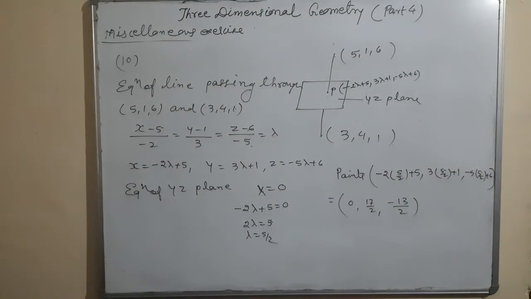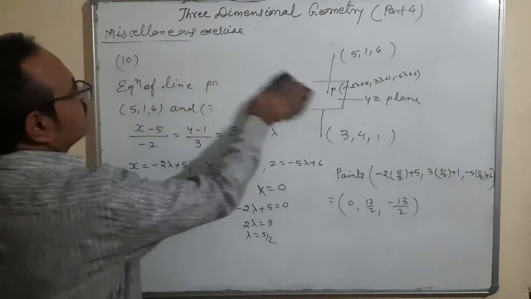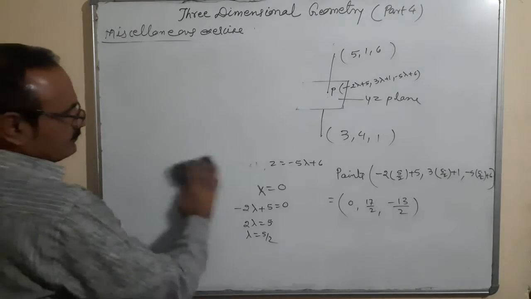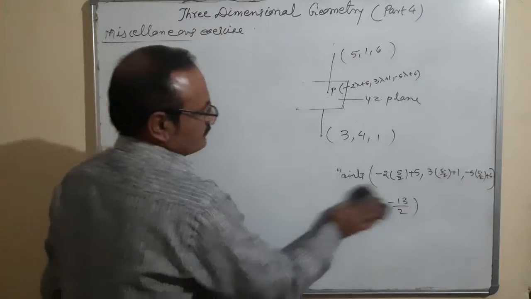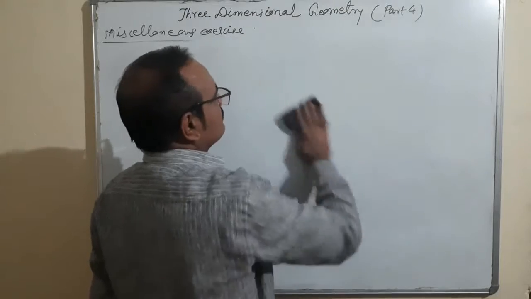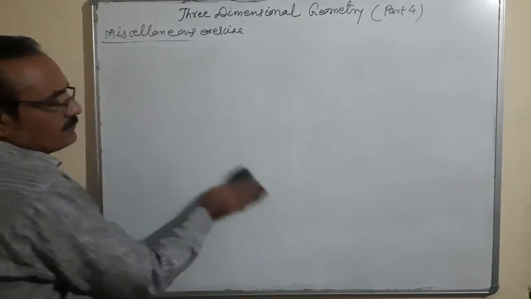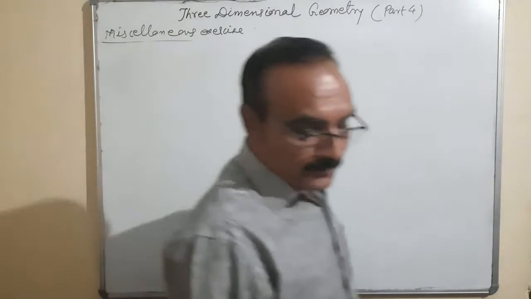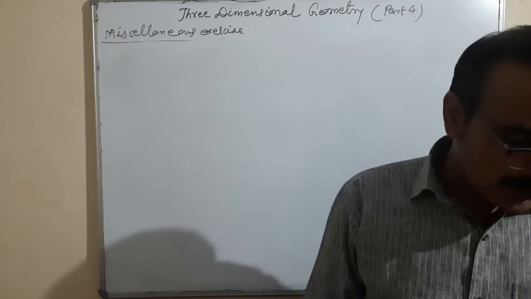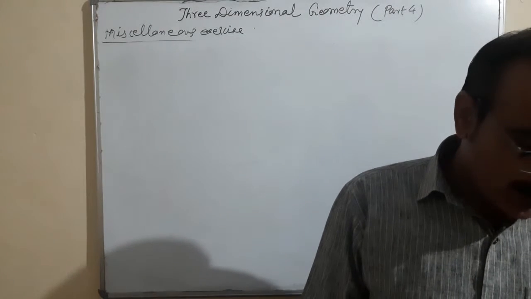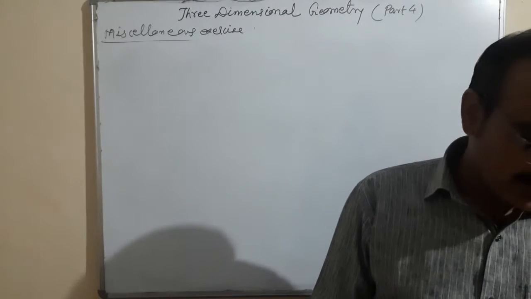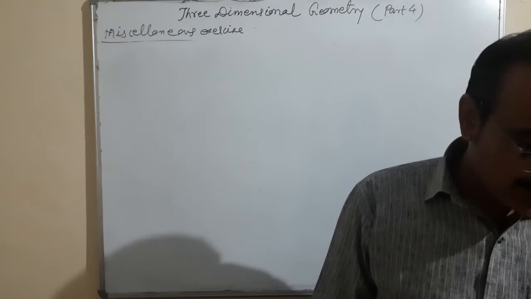Is it okay? Question number 11 is also the same, where the line crosses the xz plane, so y is equal to 0. You can solve it. Find the coordinates of the point where the line through the points (3, -4, -5) and (2, -3, 1) crosses the plane. That is also the same type of question.